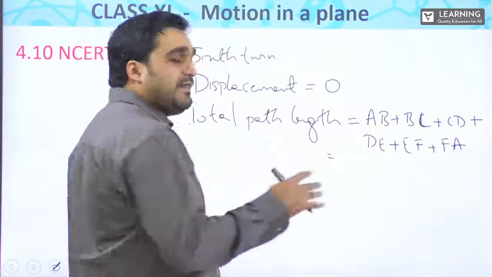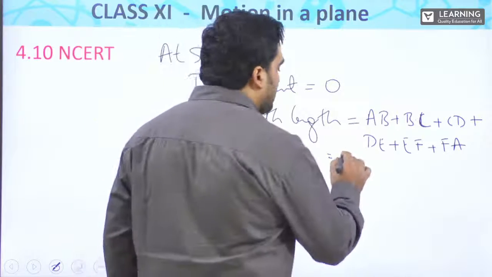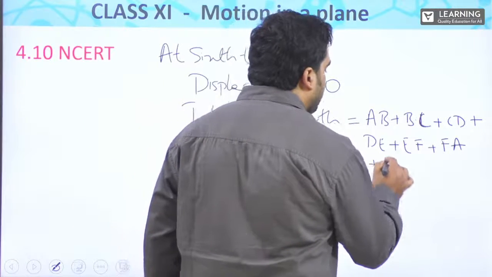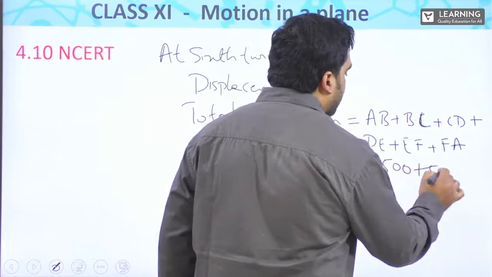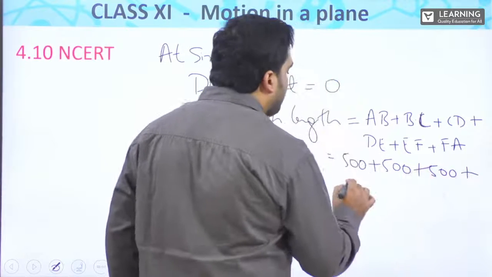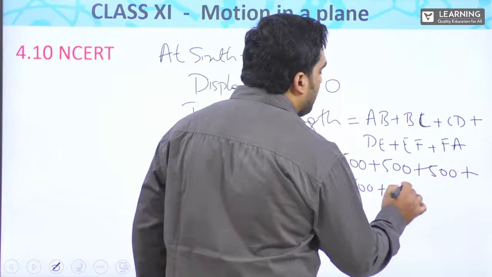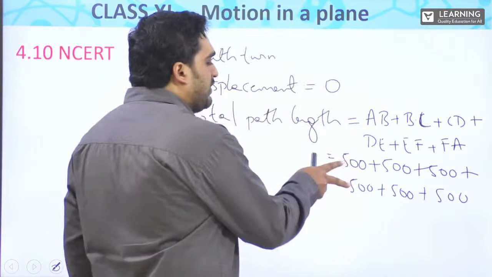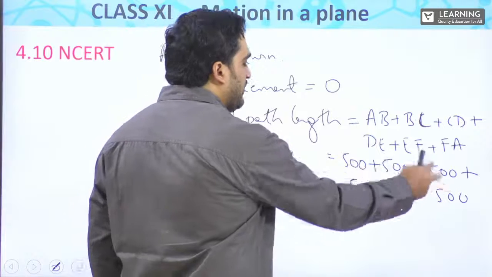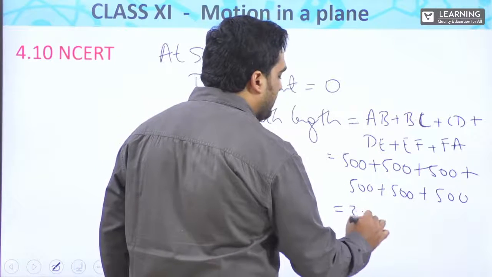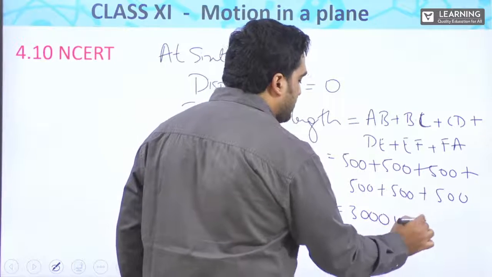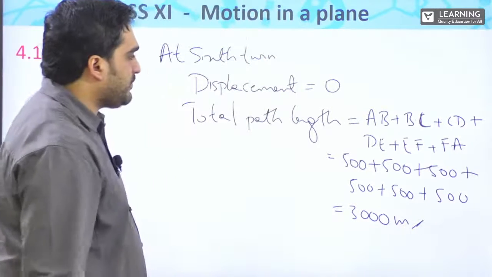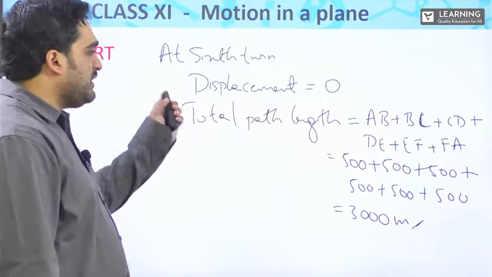All of the lengths are of 500 meter each. So 500 plus 500 plus 500 plus 500 plus 500 plus 500. 1000, 2000, 3000. So total path length is 3000 meters. This is for sixth turn.